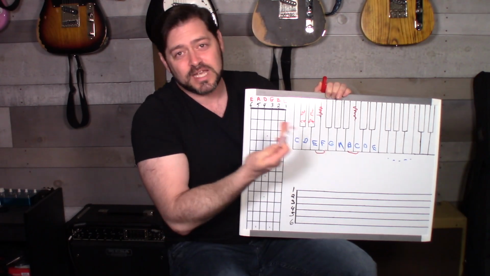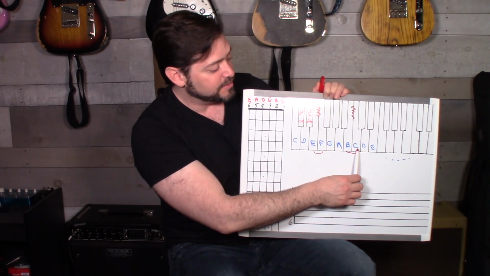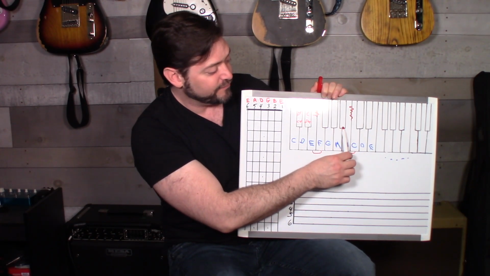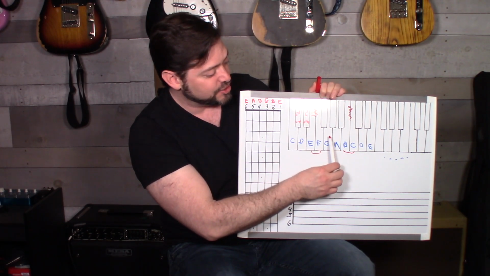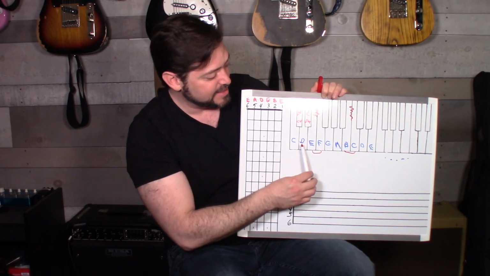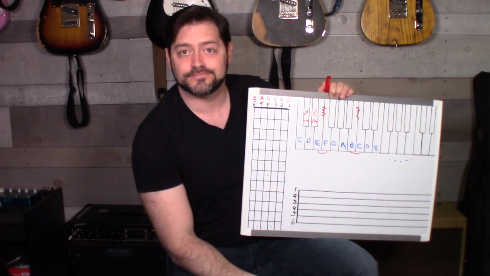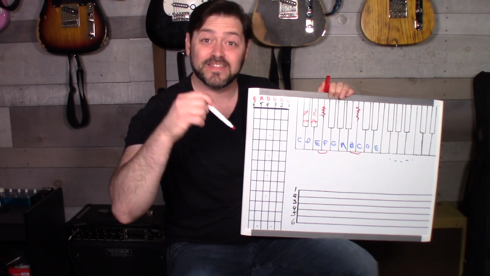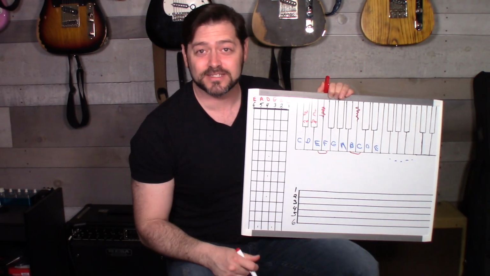If I was going backwards, I tend to use the flat names. That would be C, B, B flat, A, A flat, G, G flat, F, E, E flat, D, D flat, C. Hope that makes sense. Let's go to the guitar and see how that applies.